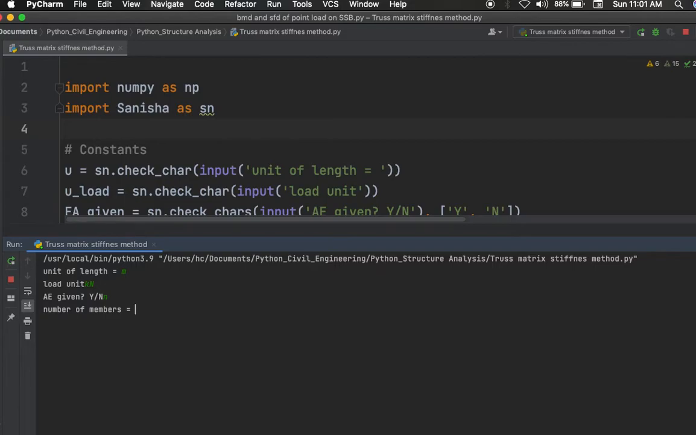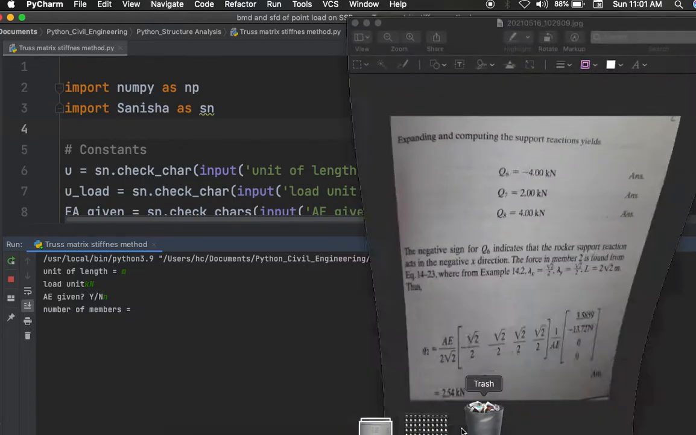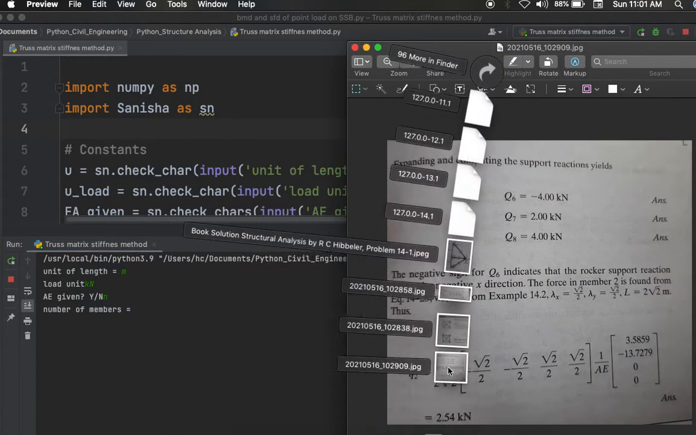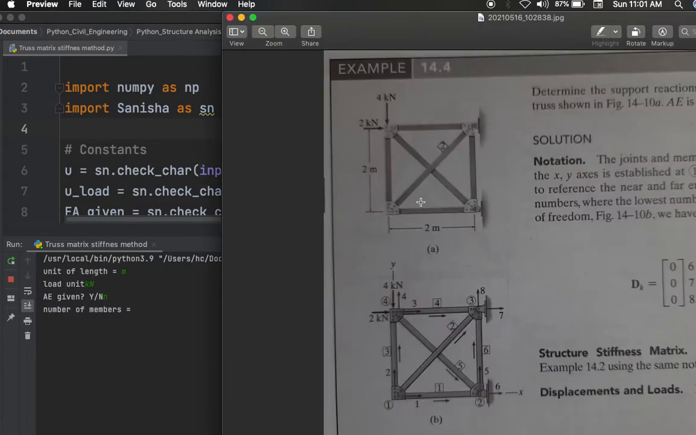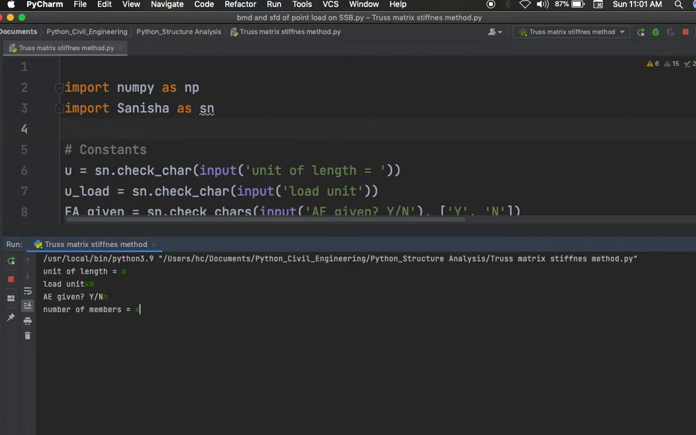The number of members, it is asking. So see how many members we have. This is the problem. This is the maximum, so 6 numbers. So there are 6 members. Okay, and how many joints? 1, 2, 3 and 4 joints and 6 members. Okay, so number of members is 6 and number of nodes is 4.